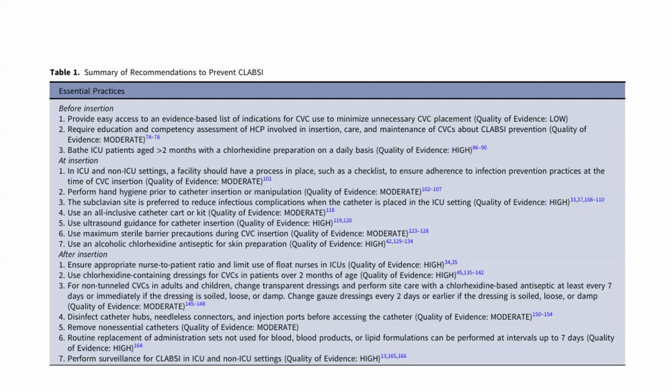Remove non-essential catheters. Routine replacement of administration sets not used for blood products or lipid formulations can be performed at intervals up to 7 days. Perform surveillance for CLABSI in ICU and non-ICU settings.